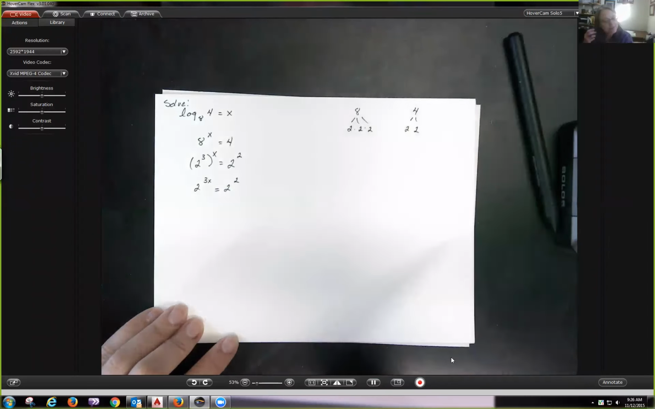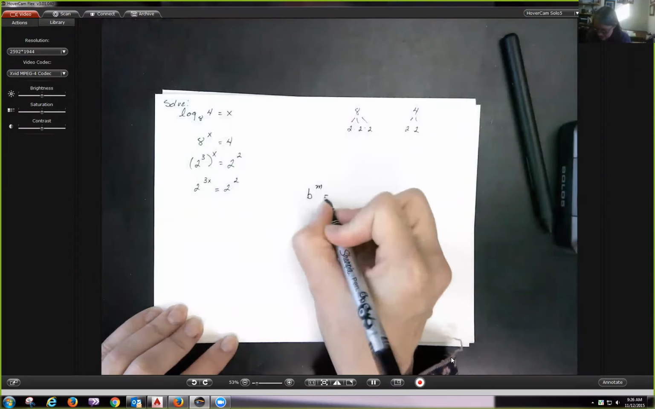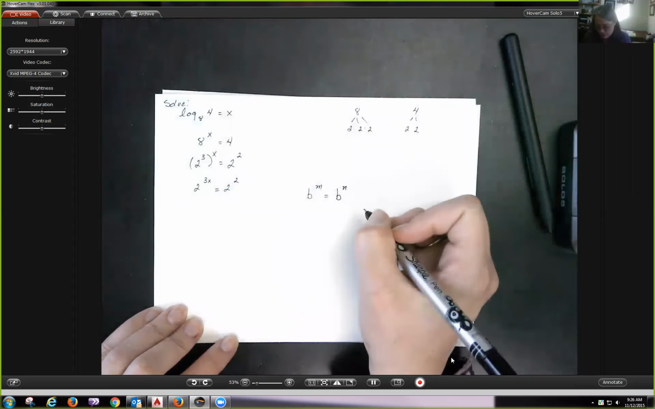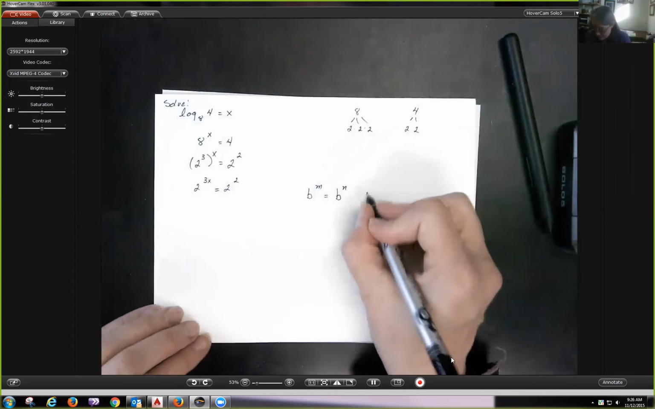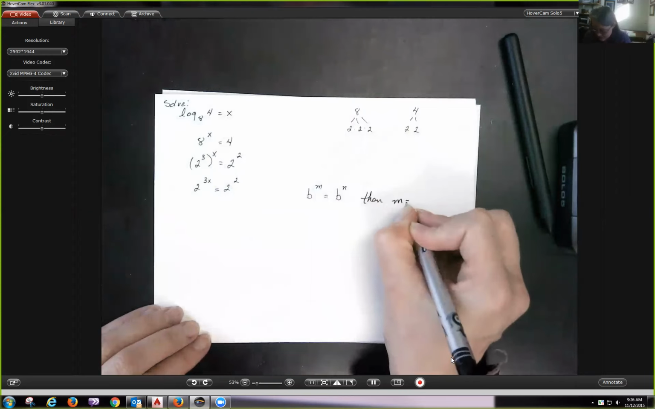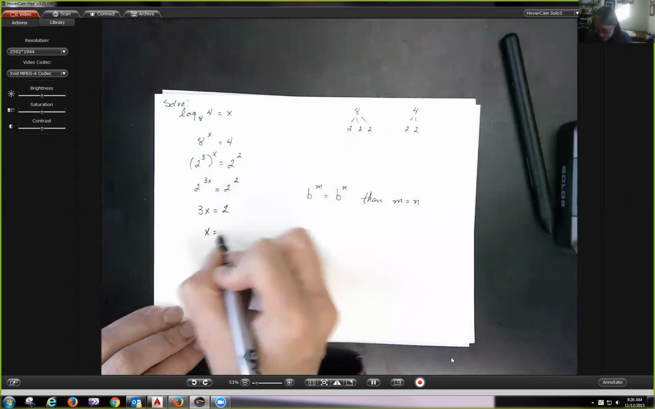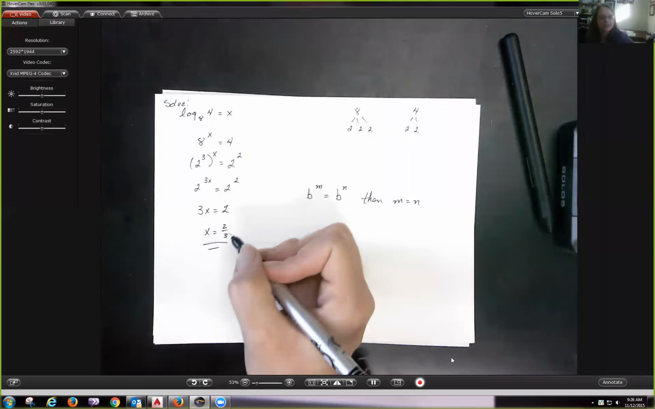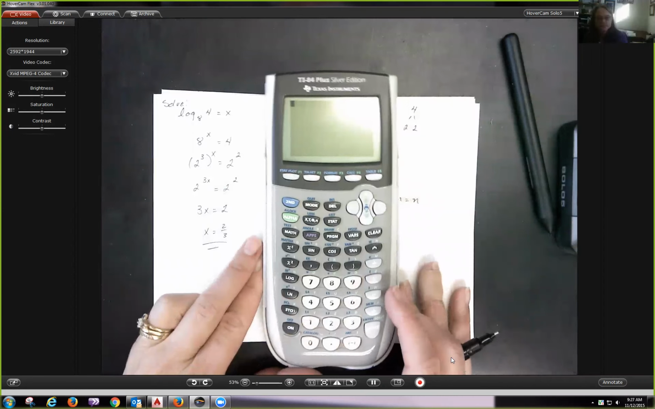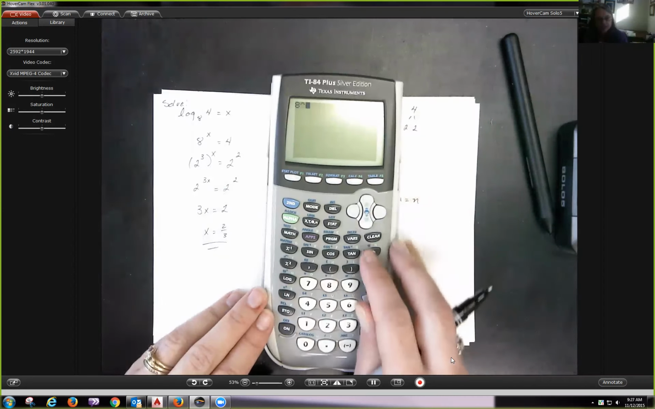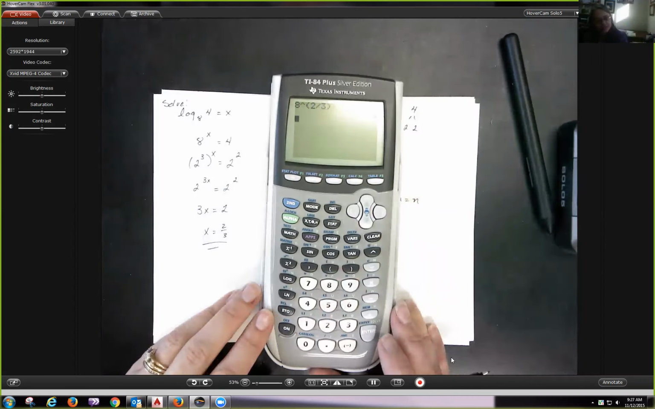Now, we may not have said it mathematically yet, but it makes sense if we think about it. If we've got a base to some power equal to a base to another power, if my bases are equal, that means my exponents have to be equal. So 3x is going to be equal to 2, so x is going to be equal to 2/3. Let's check that real quick. Let's just take our calculators and plug in 8 to the, in parentheses, 2/3 power. And sure enough, we get 4.